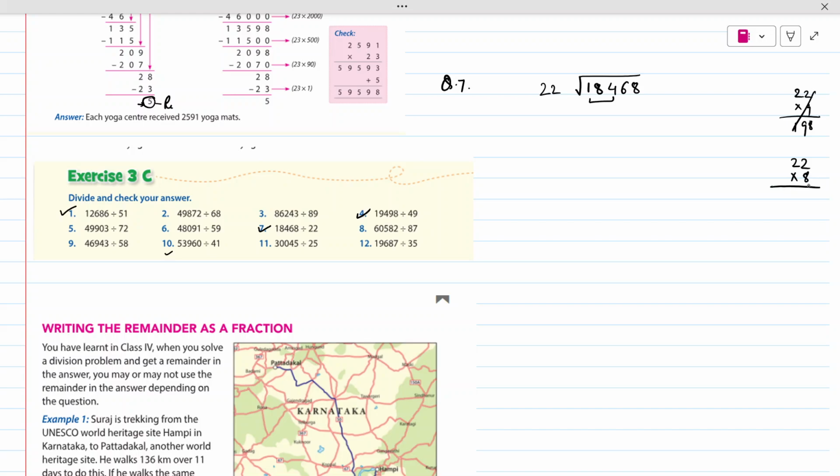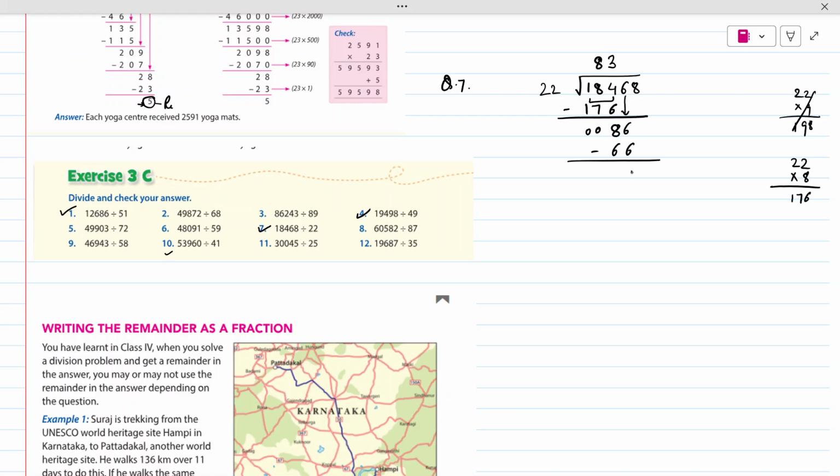8 into 2 is 16. 8 into 2 is 16 and 17. So we have 8 here and 176 here. Now just subtract these. 14 minus 6 will give us 8. Only 8 we get here because here we will get 0 and 0. Now take this down. 22 into 4 will give us 88. So that means we have to go with 3. So with 3 we have 66.